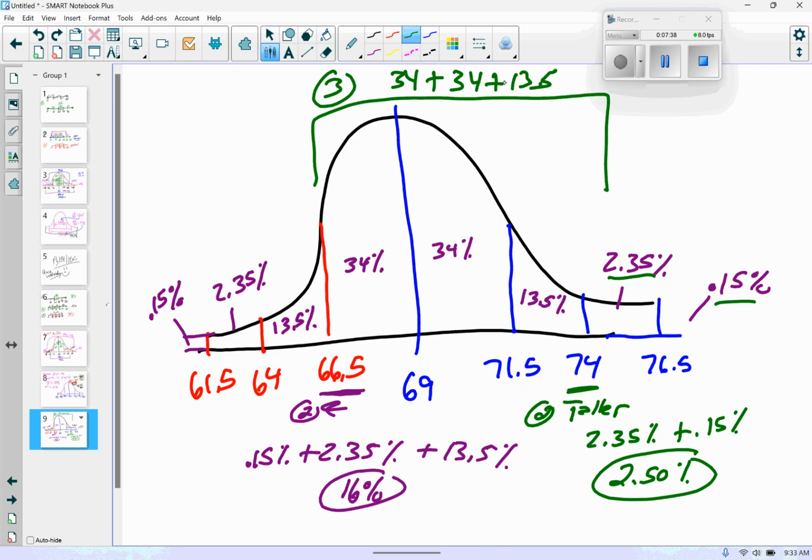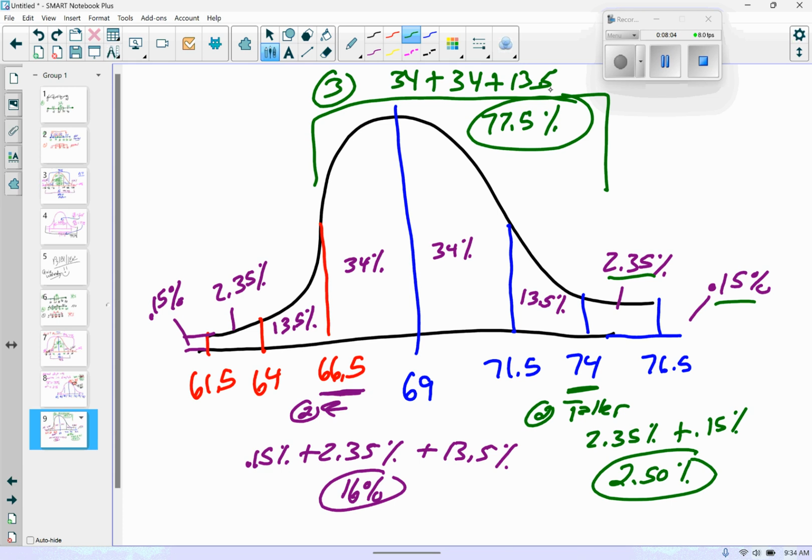So 68 plus 13.5. Oops, clear. 64 plus 13.5. So this is a 77.5% chance. Again, if you were to walk out in public and select a random adult male, you have a 77.5% chance that you find somebody that's between 66.5 inches and 74 inches tall.